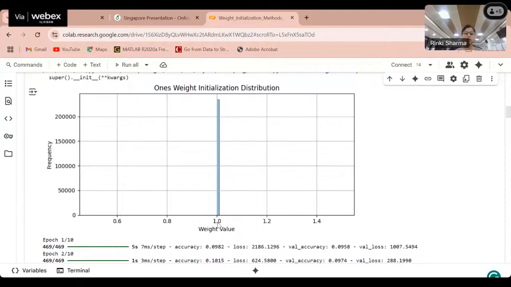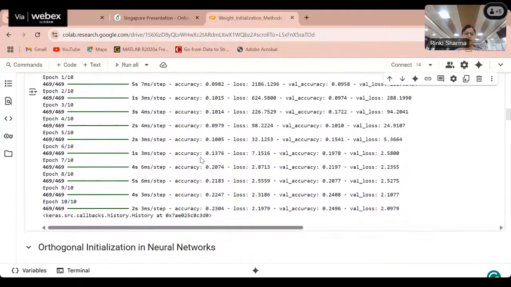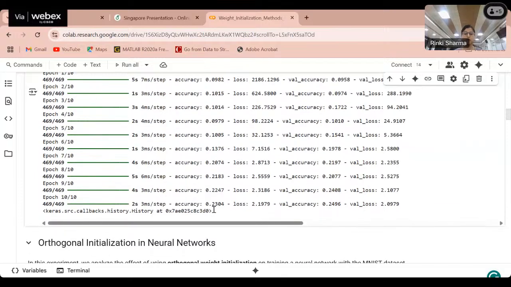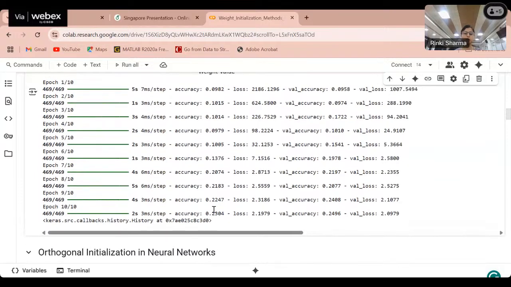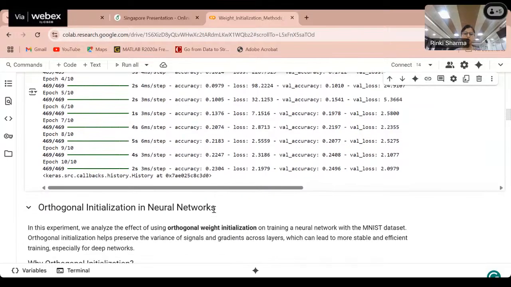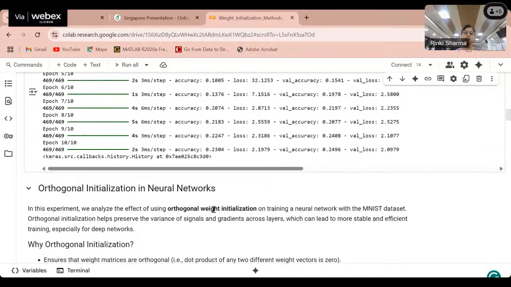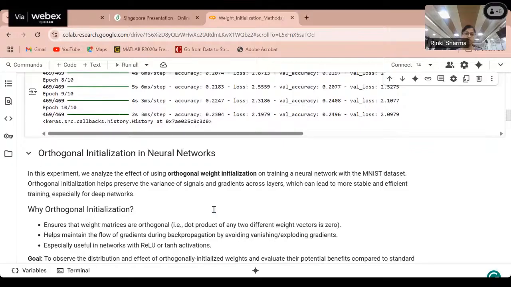All entries are 1 and the frequency is high only for the 1 entry, and the learning is very low, or there is nothing to learn. The accuracy is very low because all weight matrices are the same, so there is no learning in the model, or no gradient flow, because of the constant weight initialization.